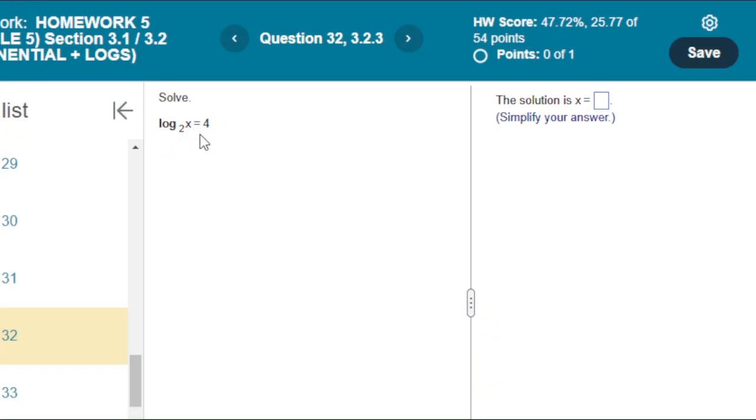We have 2 to the 4th power equals x, right? Well, what's 2 to the 4th? Well, 2 times 2 times 2 times 2 is 16, right? So the solution would be 16.